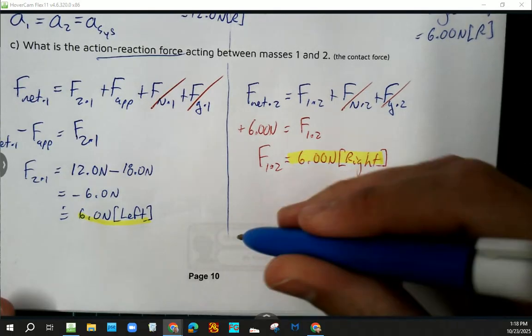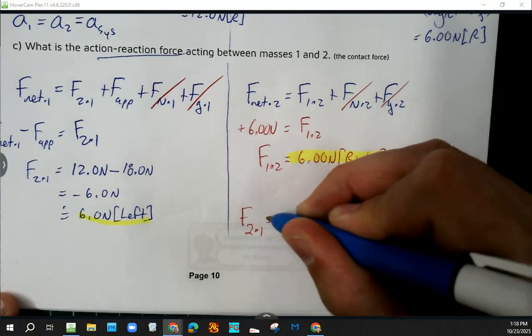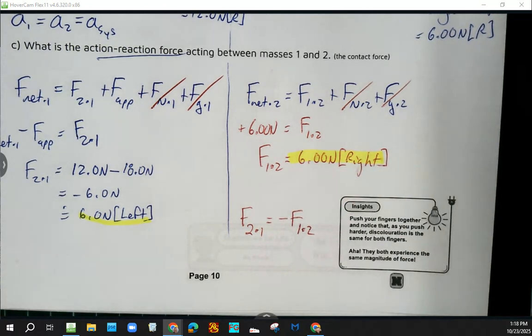We went through this whole page and we showed that, for Newton's third law, force of 2 acting on 1 is equal to the negative of force of 1 acting on 2. This problem bears it out, okay? That's a nice starter level question. Now next time we're going to carry on with the next level of question.